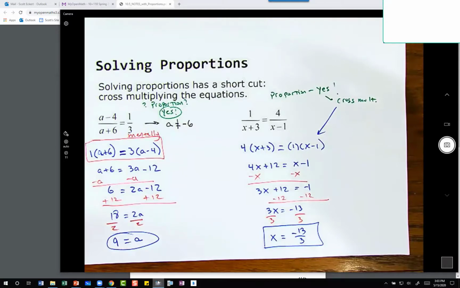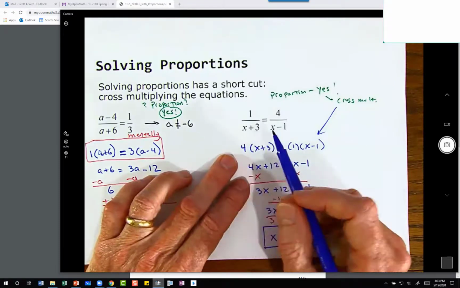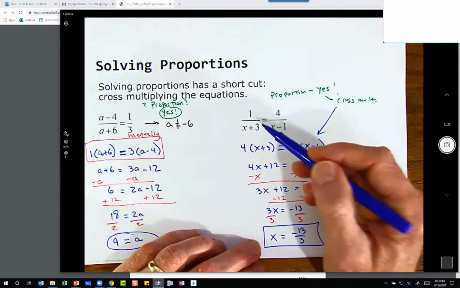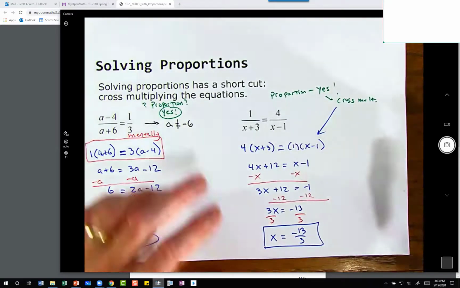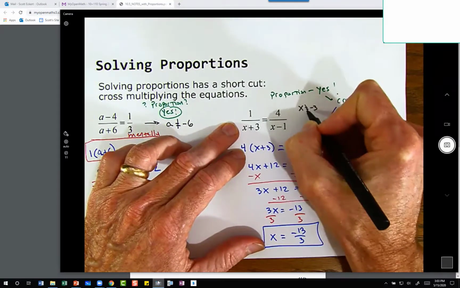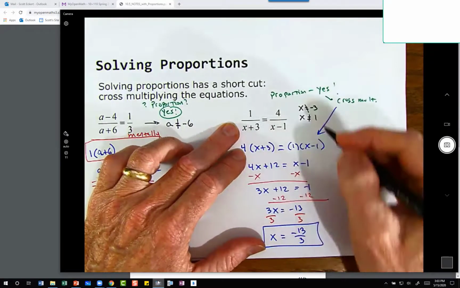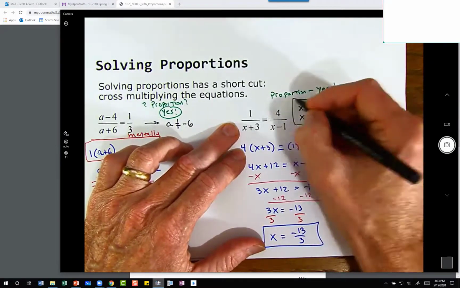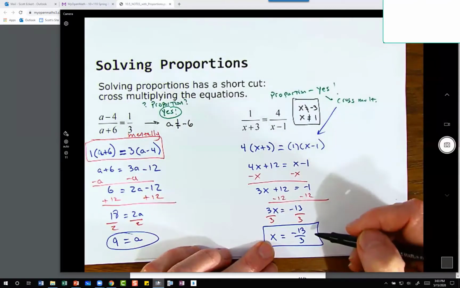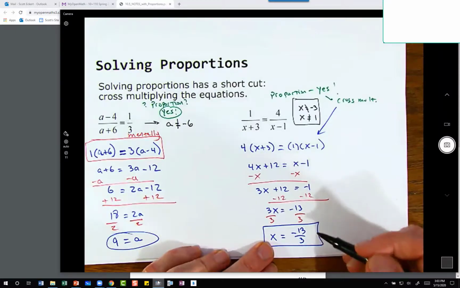So the restrictions for this would be -3 and +1? Good. I'm not paying attention to my own teaching here. It's a good idea to check your restrictions. So when you get an answer, check your answer against the restrictions. And so Christy called out, that's correct. -3 is a bad x, and 1 is a bad x. And my answer is not 1 and not -3. So I have an answer that's acceptable. That's a good answer.